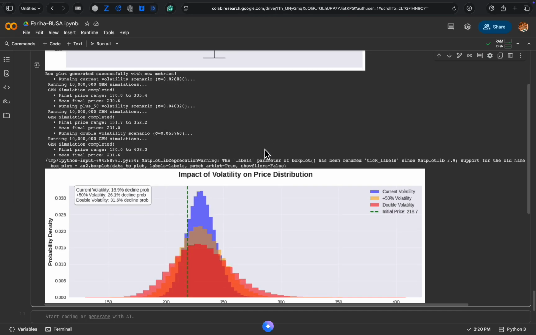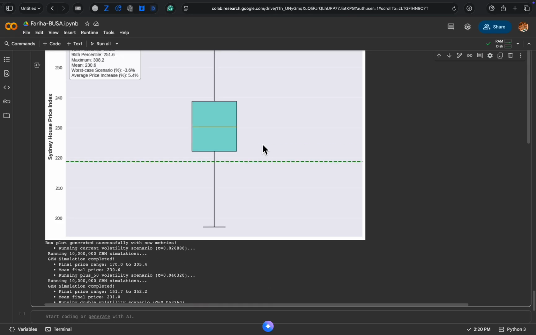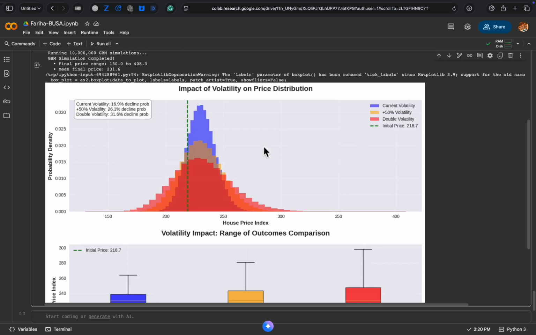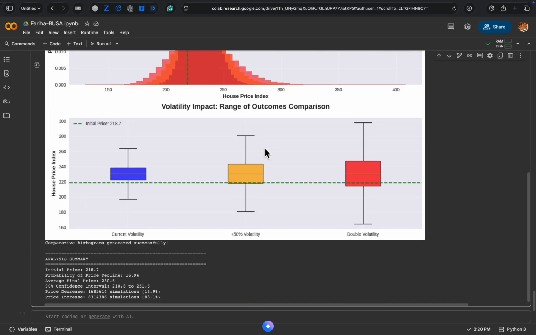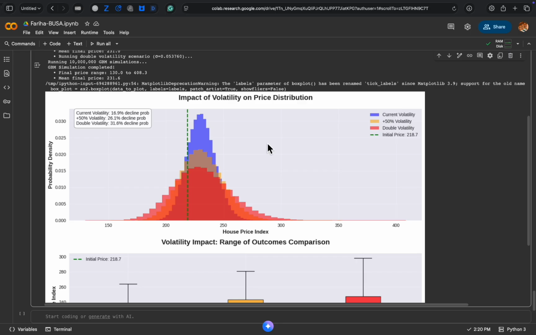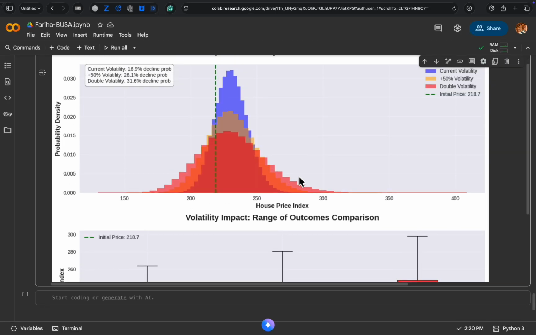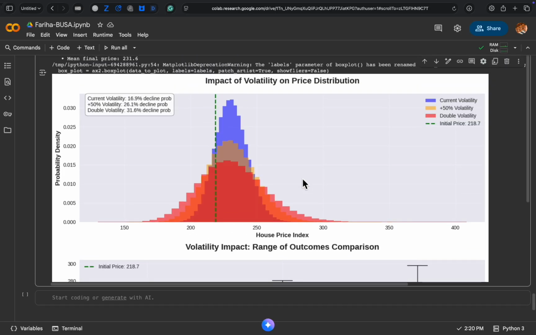One other important insight we can extract using Python comes from this graph. Two graphs actually. The one on the top is a probability density function chart showing how different volatility levels affect the range of possible house prices. The blue curve here is the current market volatility or the current standard deviation. The orange one introduces an additional 50% volatility. The red curve denotes the prices under double volatility, an additional 200% of the standard deviation.